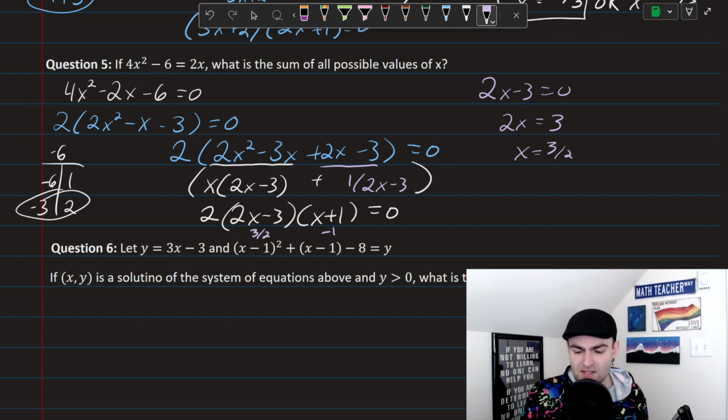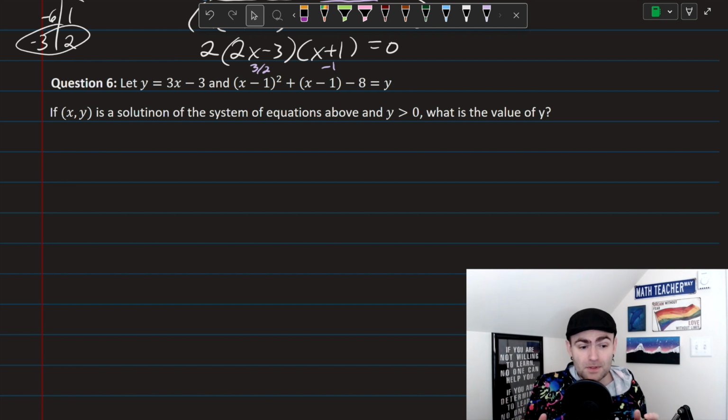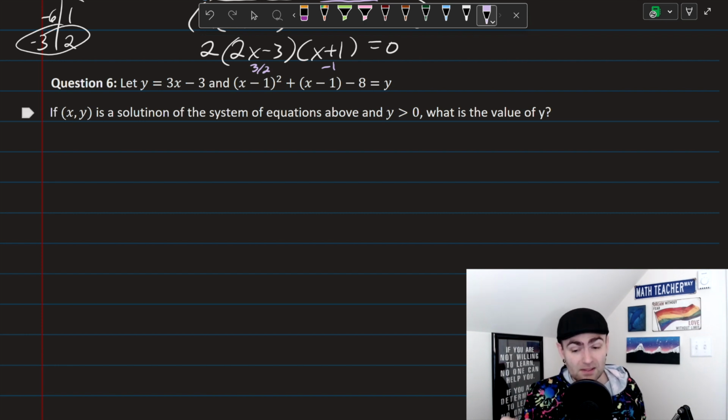So we get 3 halves and negative 1. If we add them together, well, 3 halves minus 1 would be 1 half. So that would be the sum of all possible values of x. This last one I want to include because it's more of that standardized test style question. So we have: let y equal 3x minus 3, and (x minus 1) squared plus (x minus 1) minus 8 is equal to y. If (x, y) is a solution and y is greater than 0, what is the value for y? So we're solving for y here.